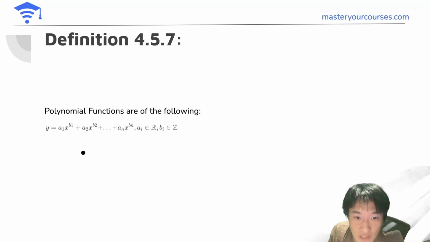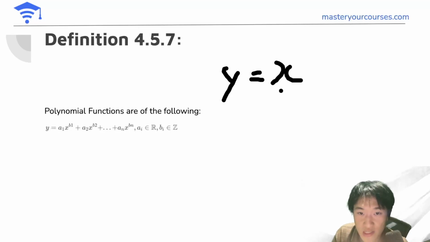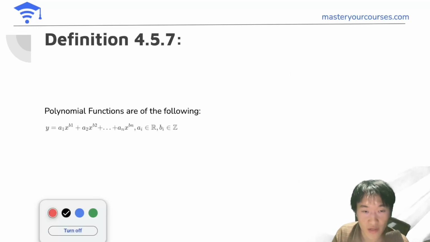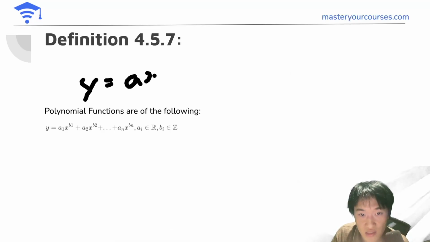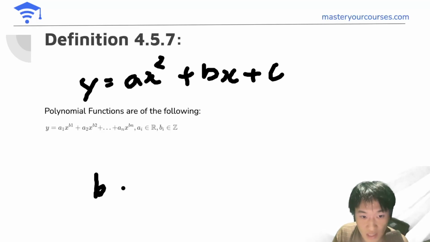Now, polynomial functions are of the following form, where we have a1 times x to the power of b1, a2 times x to the power of b2, on and on and on. So we actually worked with this already, right? y is equal to x. What is this? Well, this is just when y is equal to 1 times x to the power of 1. This is a polynomial. What about the quadratic formula, right? So y is equal to ax squared plus bx plus c. Well, as you can see, again, this is a polynomial, right? You have ax squared, and then you have bx to the power of 1, b times x to the power of 1.